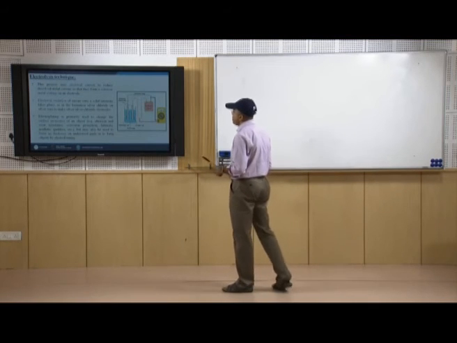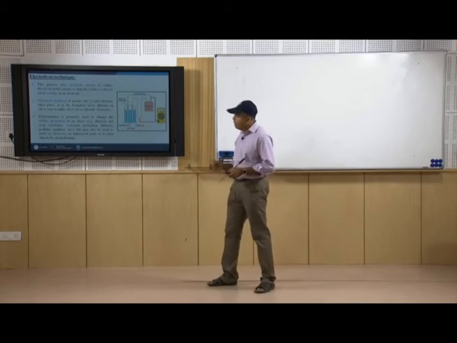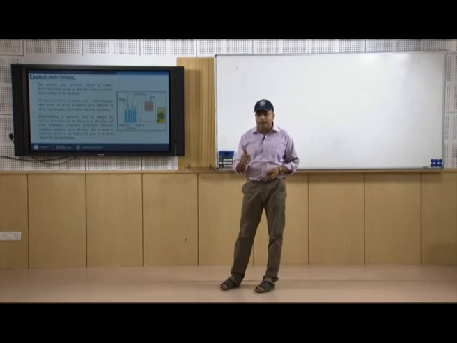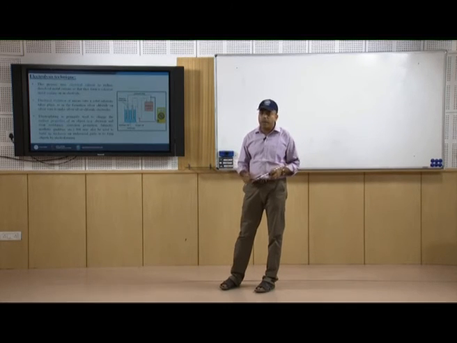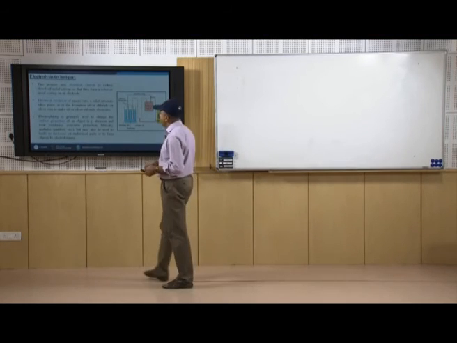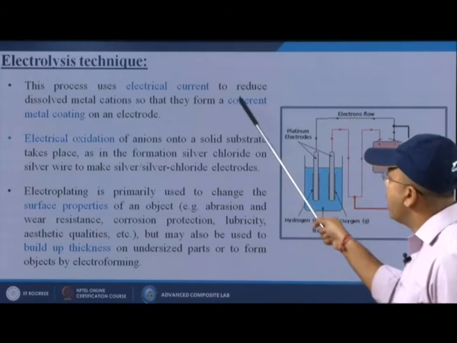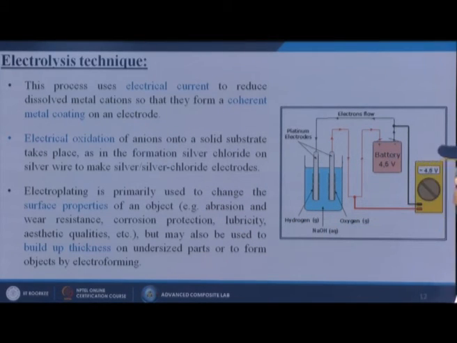From the name itself you can understand that here we are trying to apply some kind of electrical current. That means we have to put a potential difference between the two electrodes, by which we can do the coating. In this process, electrical current is used to reduce dissolved metal cations so that they form a coherent metal coating on an electrode.